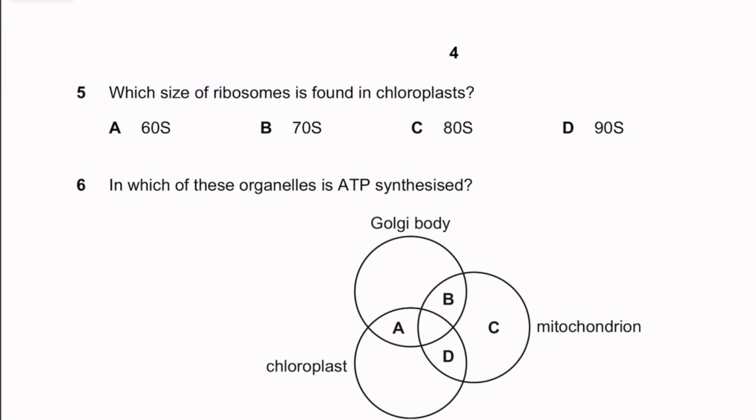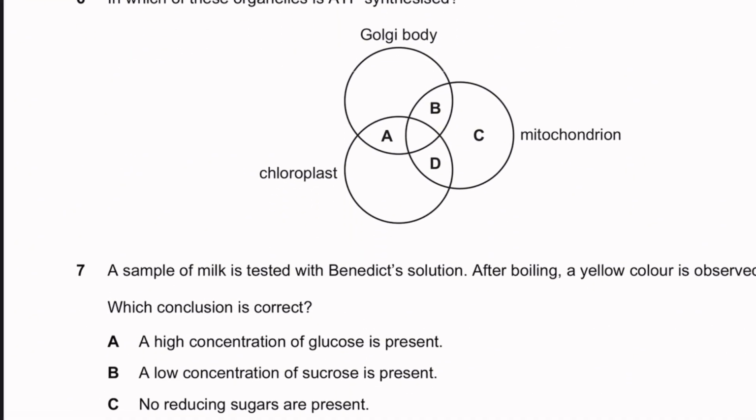Which size of ribosome is found in chloroplast? That would be 70S. In which of these organelles is ATP synthesized? Golgi body, mitochondrion, chloroplast. Now, the Golgi body does not synthesize ATP. However, chloroplast and mitochondrion do, so that's D.